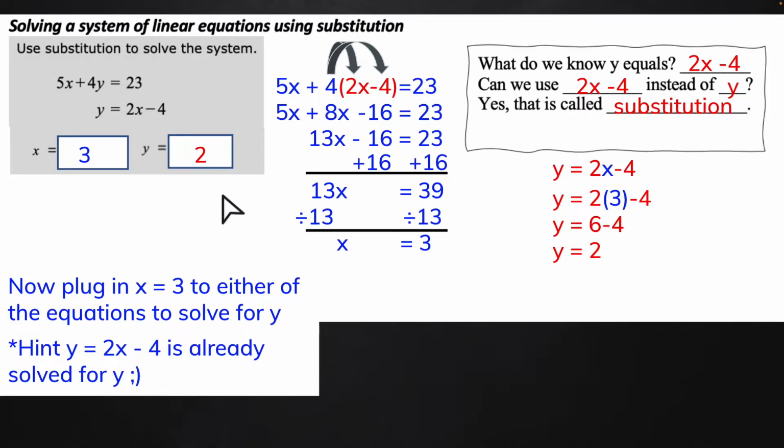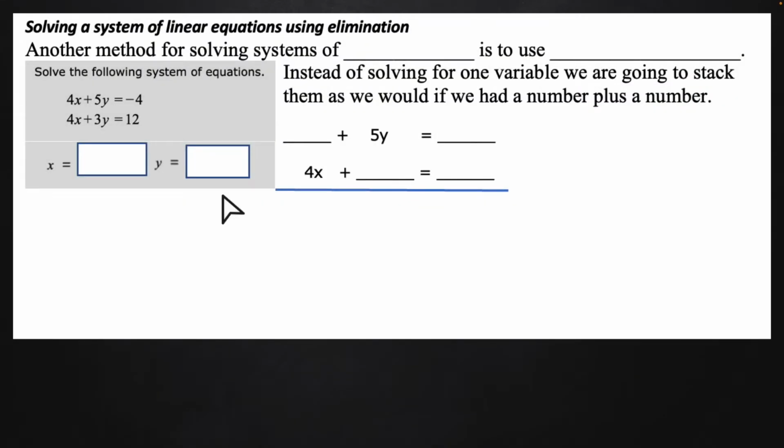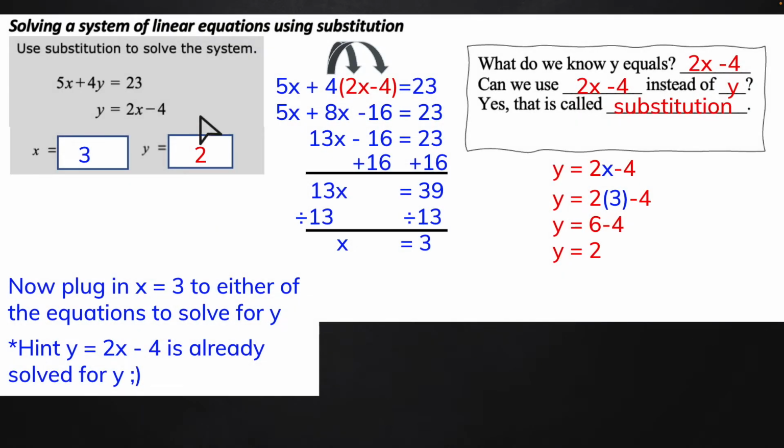All right, so if we look at the next method, this is called elimination. This is when substitution isn't easily set up for us. If you remember, this one was easily set up. I already had y equals. That's very, very easy for me to just take this amount and plug it in for y.